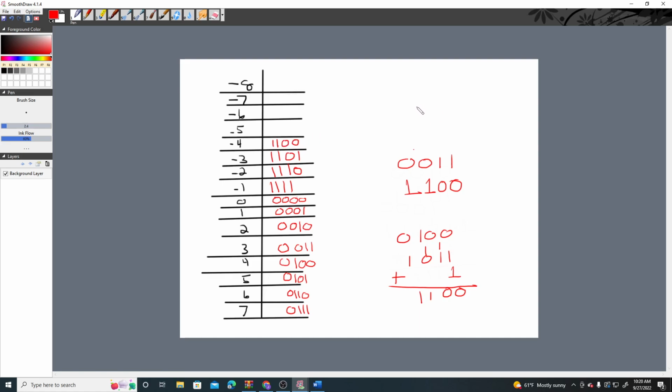Let's go ahead and do negative 5. So 5 is 0, 1, 0, 1. Again, I'm looking right here. That's 4 plus 1 is 5. Let's flip the bits. 1, 0, 1, 0. It's very easy to just add 1 here. So we get 1, 0, 1, 1. Let me go ahead and erase this. Let's get some real estate for us to finish up our chart.